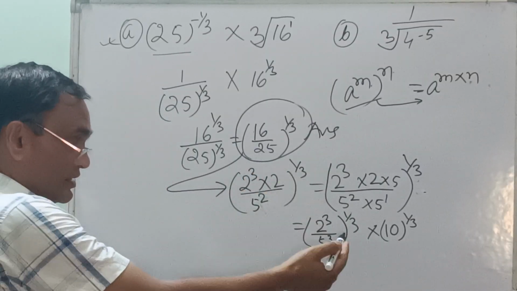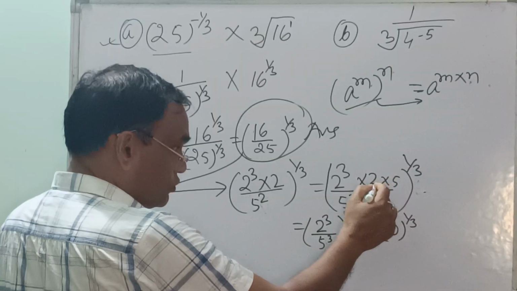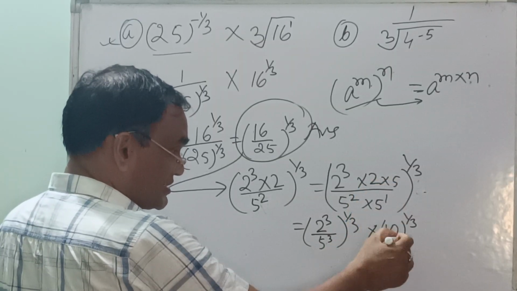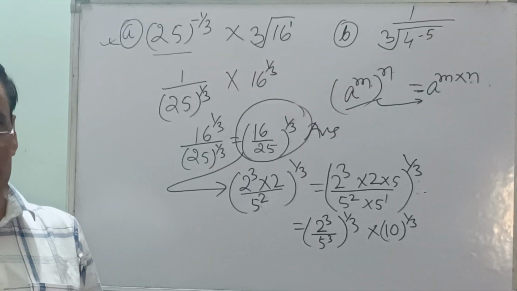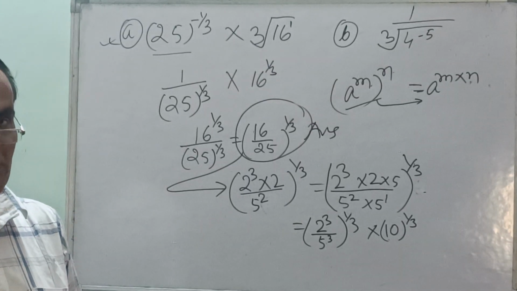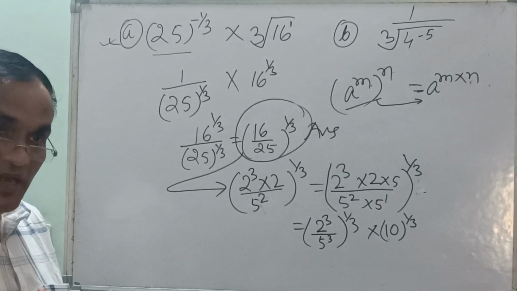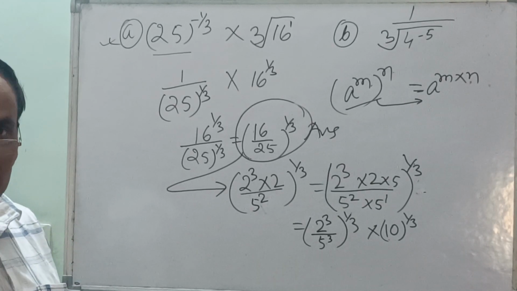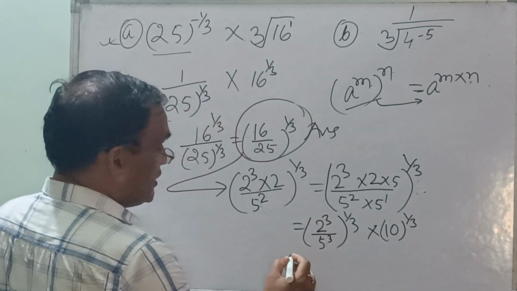Right? So again, now we are left with this 2 into 5. So 2 into 5 is 10, to the power 1 upon 3. So just we have split this in two terms, in two multiplication terms. So we can get another further solution for this. Okay. Now what can you write?